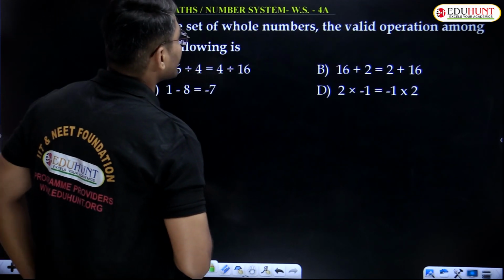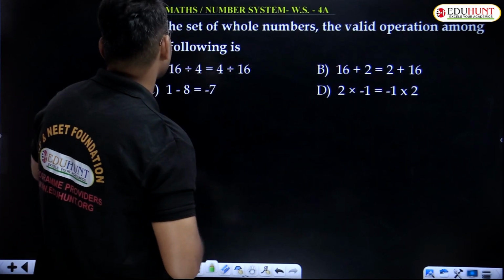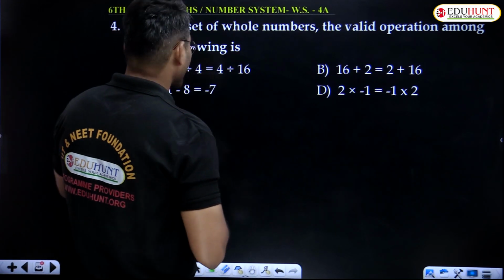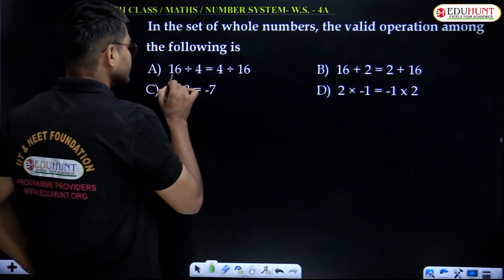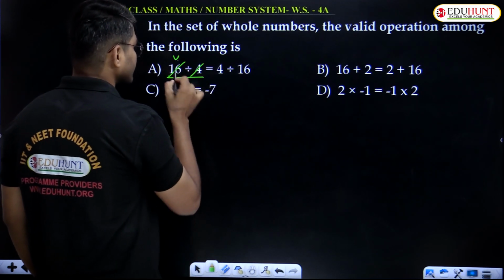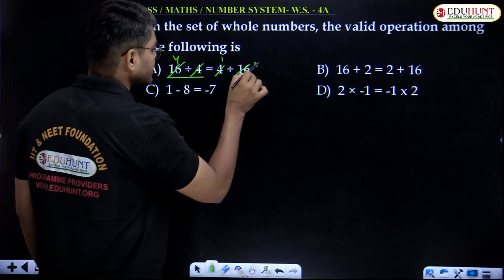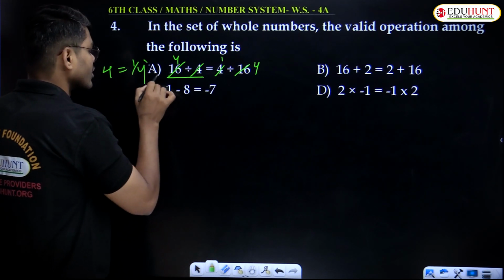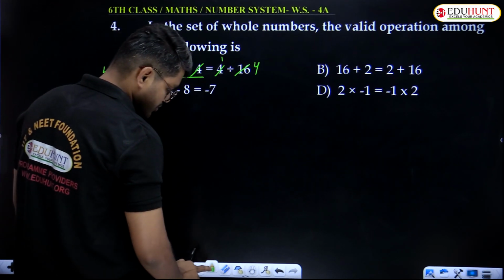In the set of the following numbers, the valid operation among the following is. Now we have to check the options one by one. See, 16 by 4 is equal to 4 ones are 4, 4 fours are. That means 4 is equal to 1 by 4. Is it true? Not at all. Second option.